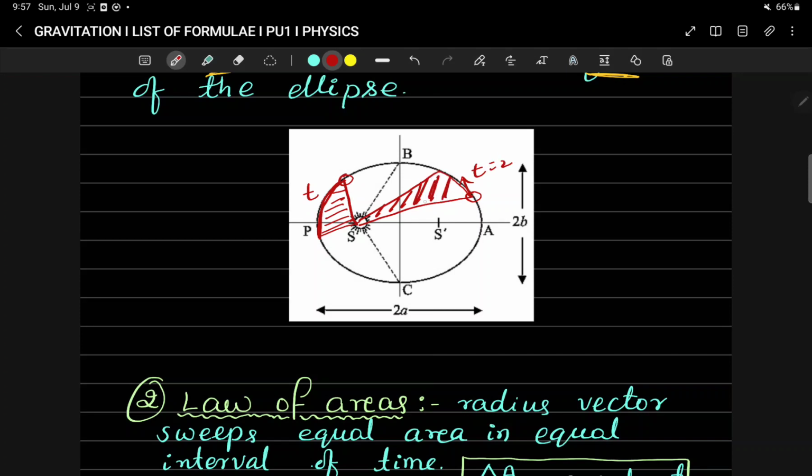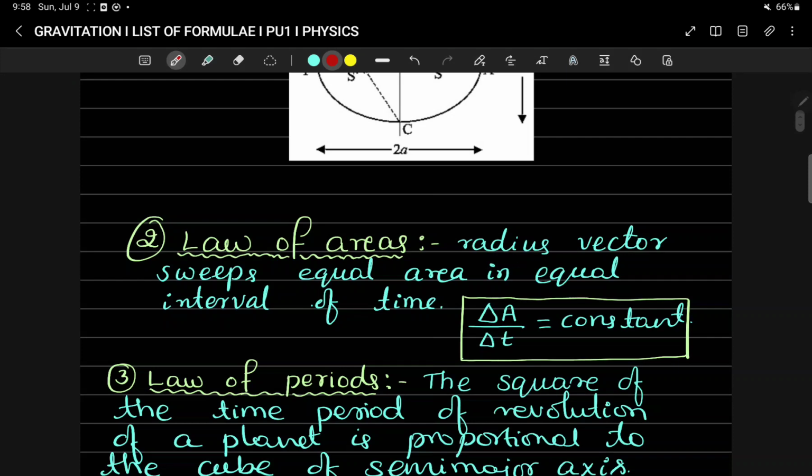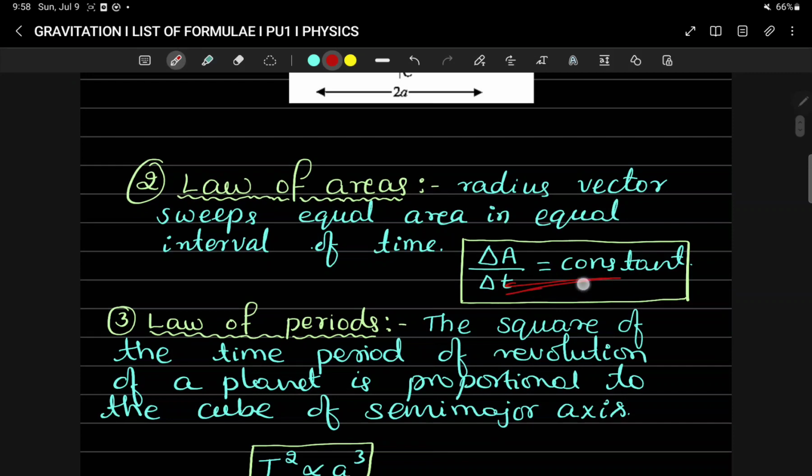Here the area covered is A1. Here also, in 2 hours, it covers the same area in that particular time. That's why the areal velocity will be the same. The area swept by the radius vector in the elliptical orbit will be the same. That is given here: the radius vector sweeps equal area in equal intervals of time, given by delta A by delta T, the rate of change of area, which is equal to a constant.